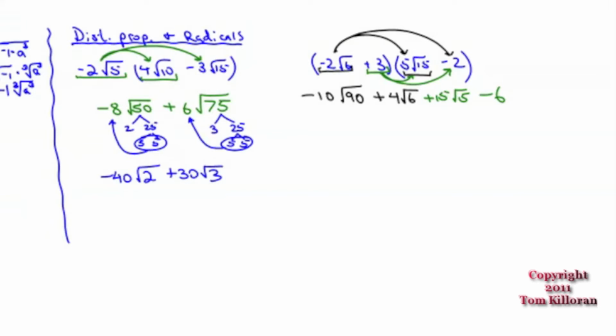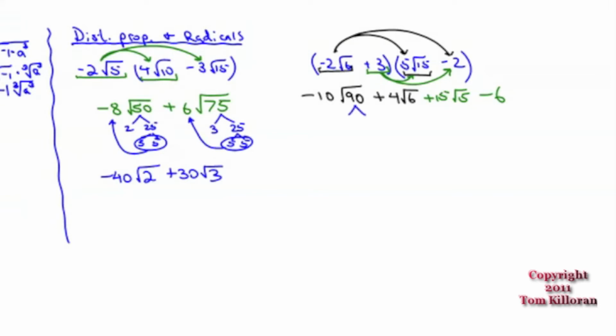Should I leave the answer like this? No. What's the only one that simplifies? 15, right? What multiplies to 15? 3 and 5. So that one's not going to break down. 6 is just 2 and 3, so it's not going to break down. But 90, I think it breaks down.